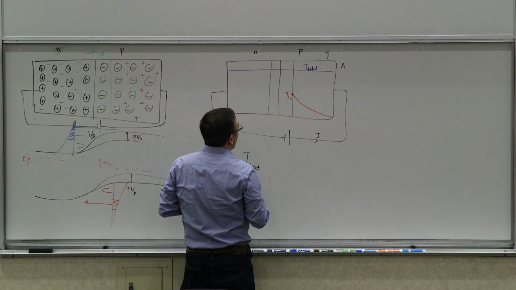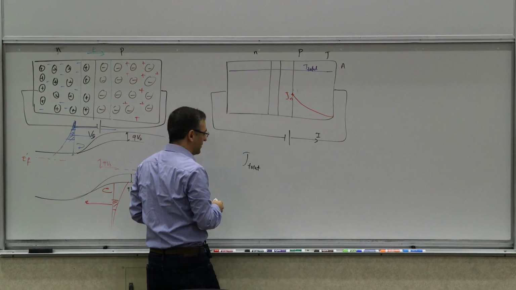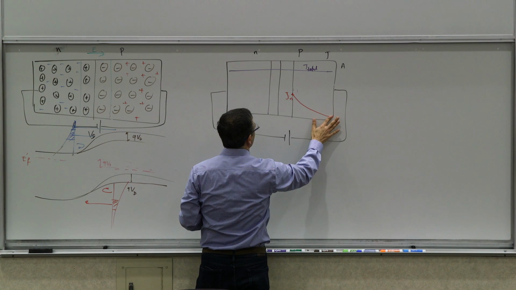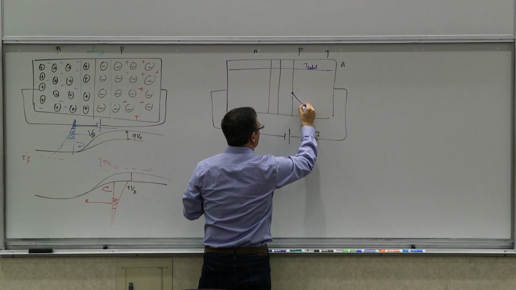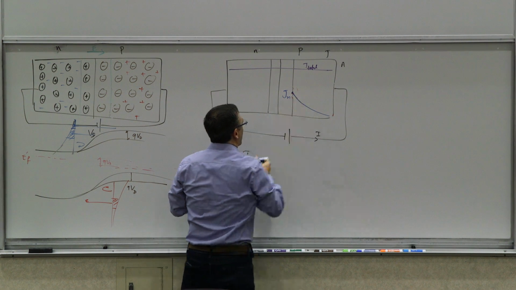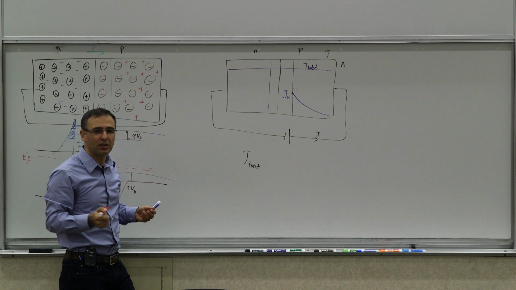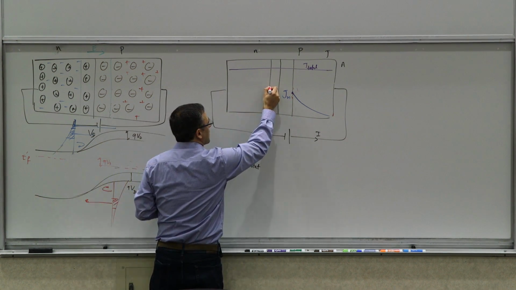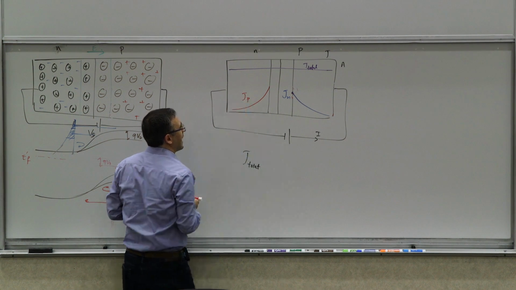Now, of course, how about the holes on this side? If you think about the holes, well, I think I messed up my color code. So, now, how about the holes on the other side? The holes, similarly, the same story for the holes. So the holes are also decaying. So JP looks like that.